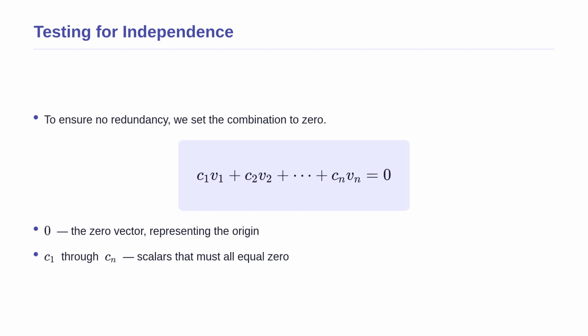In this equation, the right side is the zero vector, representing the origin. For a set to be truly linearly independent, the only possible solution to this equation must be that every single scalar, c1 through cn, is exactly zero. If you can find non-zero numbers that make this equation true, it means the vectors cancel each other out. That would prove at least one vector is redundant and can be built from the others, meaning the set is not a basis.